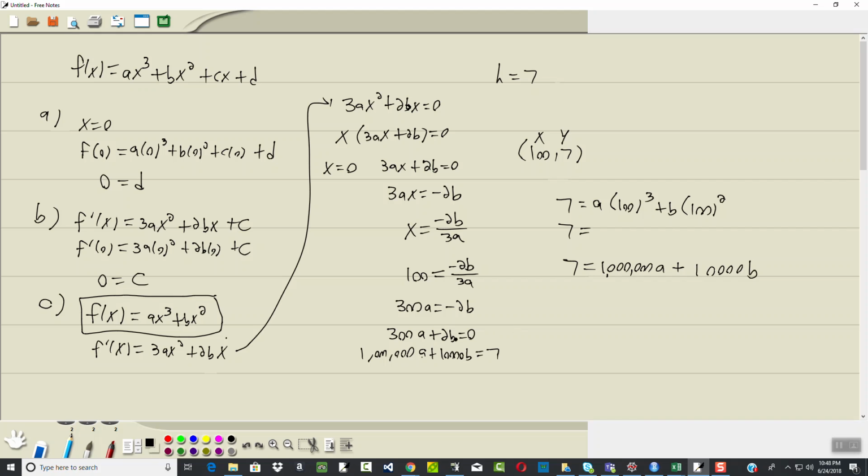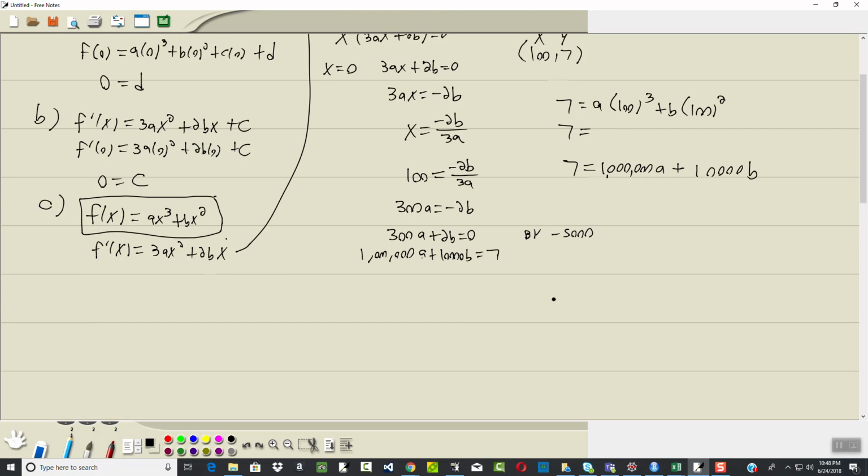Now if I want to eliminate the B, I'd multiply this by negative 5,000. So that would give us negative 15, 5 zeros. Okay. Multiply this by negative 5,000. We get negative 10,000 B. And negative 5,000 times 0 is 0, so it drops away.